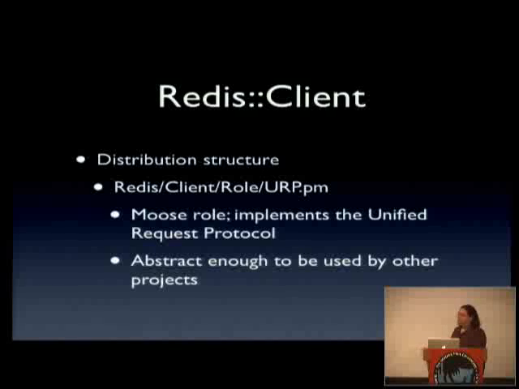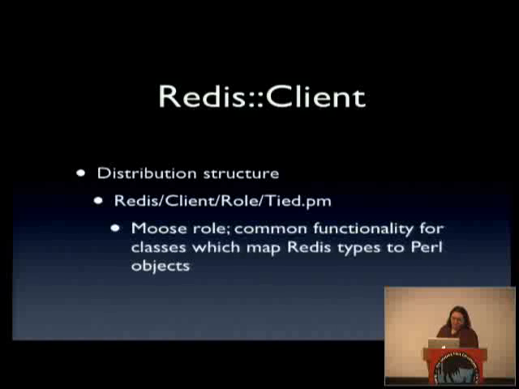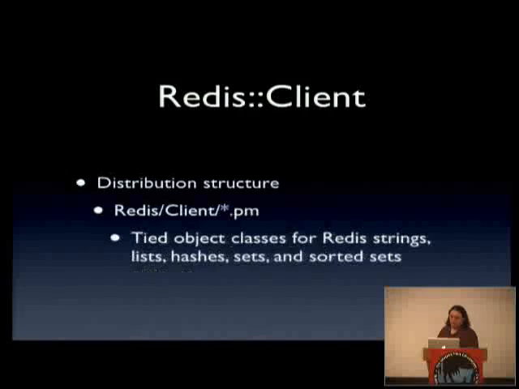So if for some reason you had some code somewhere that needed to implement the ERP protocol, you can just use this role to do it. There's also this tied role, which implements classes which map Redis types directly to Perl. We talked a little bit about how Redis lists are analogous to Perl arrays and so forth, and we'll look at a couple examples of how those work.